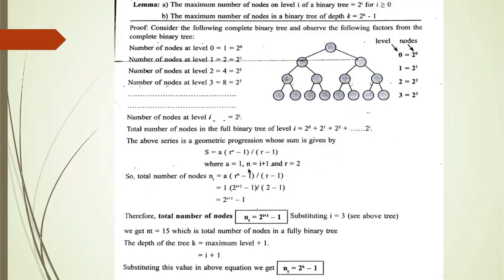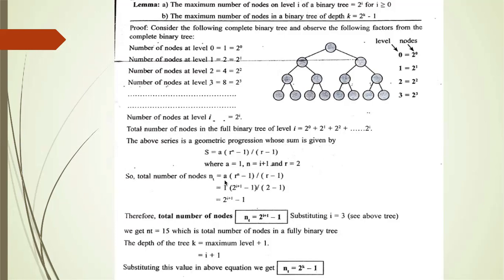And n is actually called the height of the tree. Height of the tree is represented by n. So what is the formula for height? It is the number of levels plus 1, where the number of levels here is I. It will be I plus 1, and r will be 2. Right? So we'll substitute in this equation.